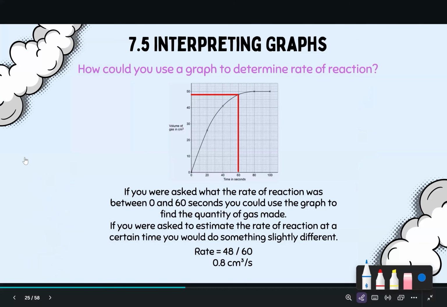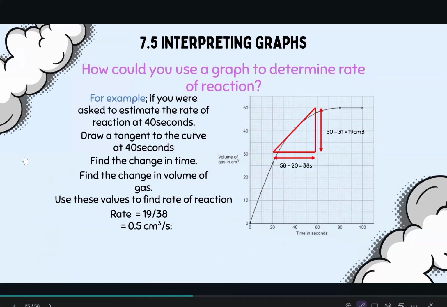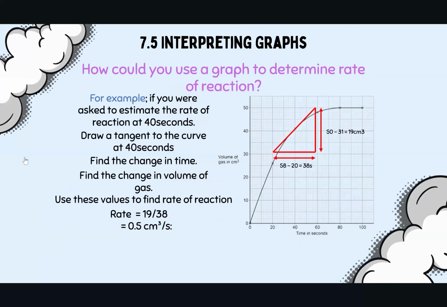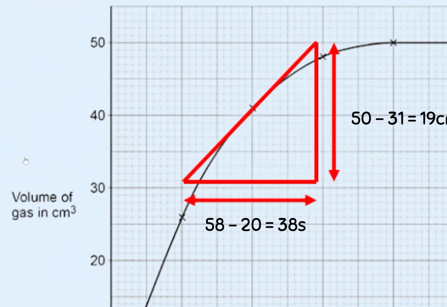There you go. Now, this particular question is a little bit different. In the last question, it said rate of reaction was between 0 and 60. What was the rate of reaction between those two times? This time, they're saying, if you are asked to estimate the rate of reaction at 40 seconds, what's the rate of reaction at 40 seconds specifically? So let's have a look at the rate of reaction at 40 seconds. They've drawn a tangent. There's 40 seconds just there. There's the tangent.